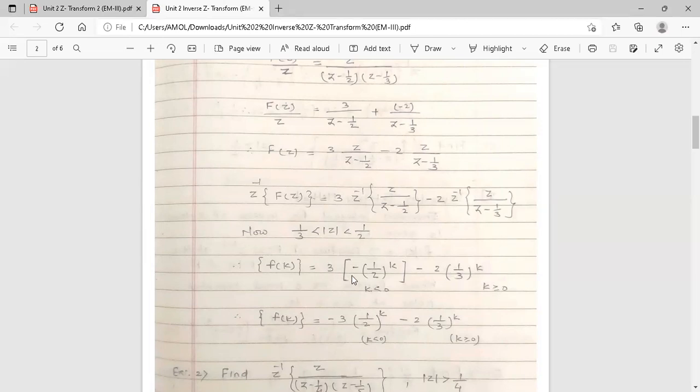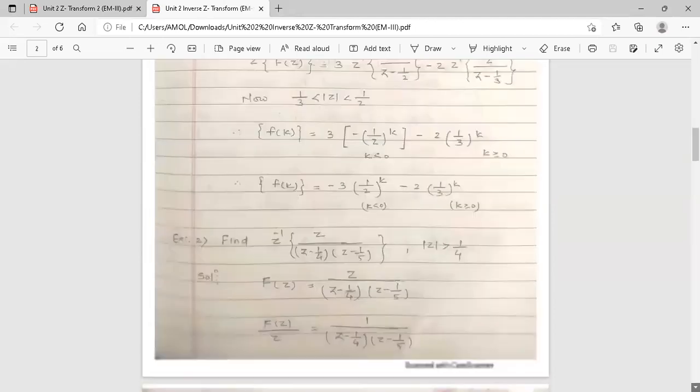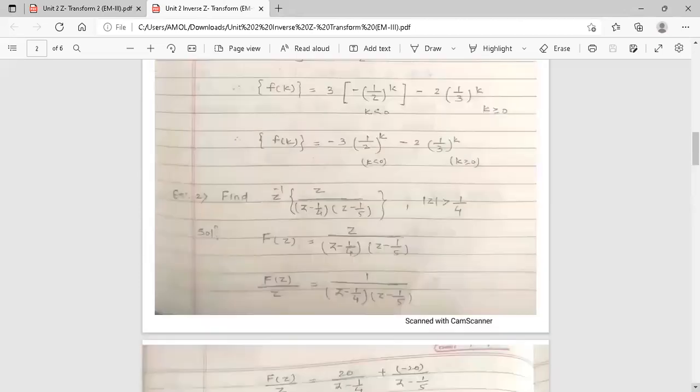Here you can take the minus sign common. So minus 3 into 1 by 2 raised to k minus 2 into 1 by 3 raised to k. For the first term, k is less than 0, and for the second term, k is greater than or equal to 0. So this is the inverse z transform using the partial fraction method. The second example is here.